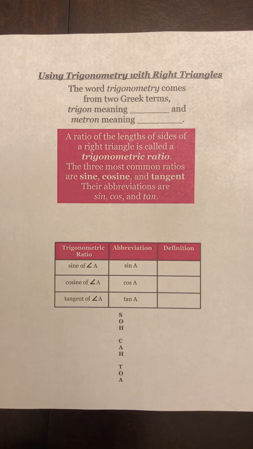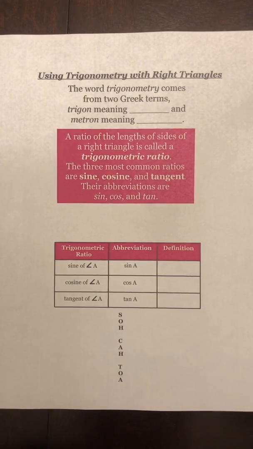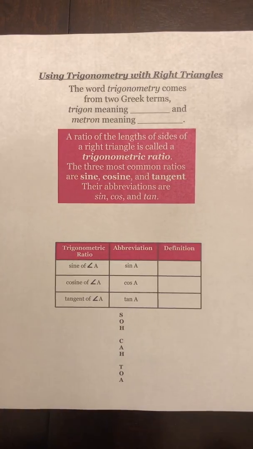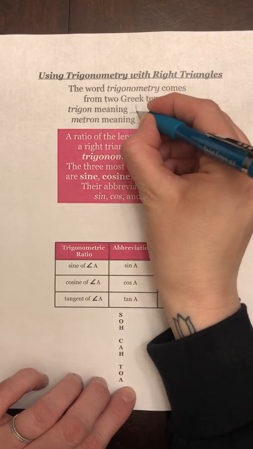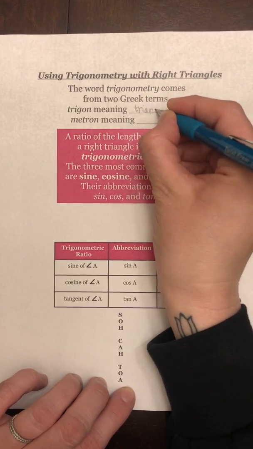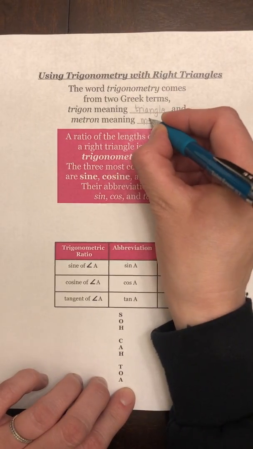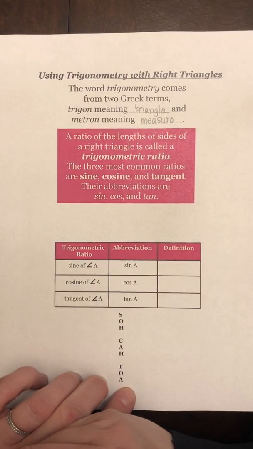But we're gonna jump in to section 9.5. We're going to be using trigonometry with right triangles. So what we're doing specifically deals with right triangles. At the moment, we can't use this with obtuse triangles or acute triangles, just with right triangles. So let's get started. It says that the word trigonometry comes from two Greek terms, trigon, meaning triangle, and metron, meaning measure. So trigonometry is all about finding measurements of triangles.